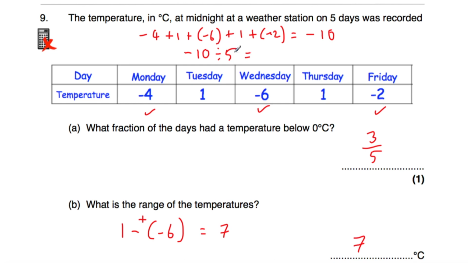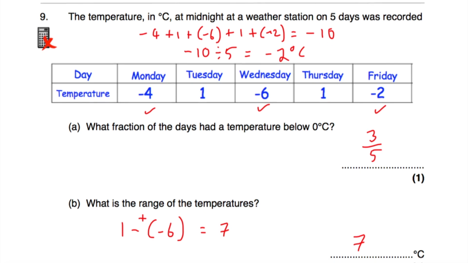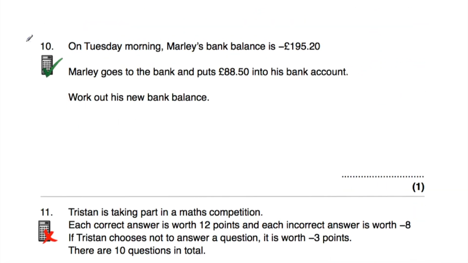And now 10 divided by 5 is 2. So -10 divided by 5 would be -2. So that means that the mean temperature is -2 degrees Celsius. Just adding up the values and dividing by 5. And that's it. So -2. Okay, let's have a look at question number 10.